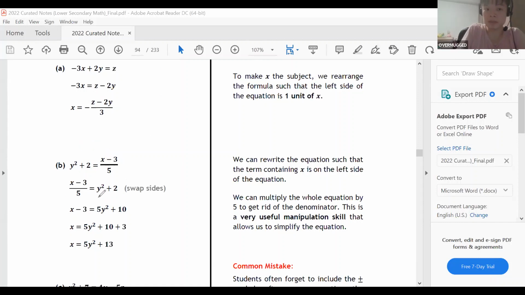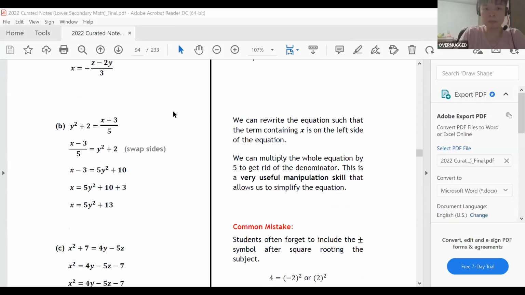And then I times 5. When I multiply the left side by 5, I have x minus 3. When I multiply the right side by 5, I have 5y squared and 10 respectively. And this -3 is extra. So I move it across the equal sign, giving me this. And 10 plus 3, I can further simplify. I get 5y squared plus 13 as my final answer.